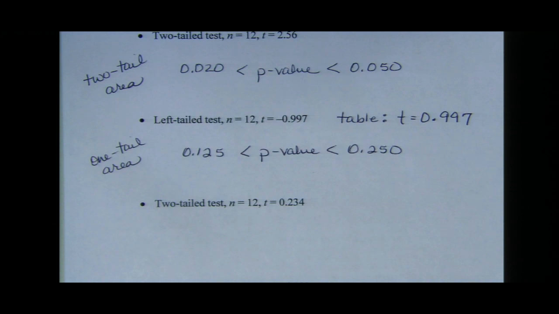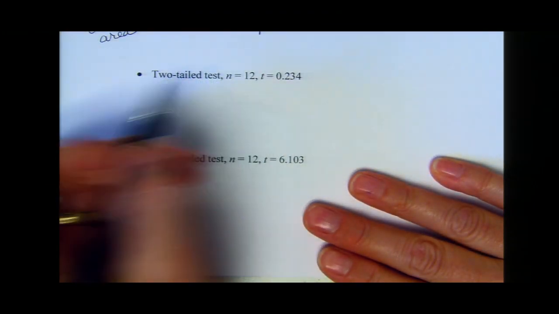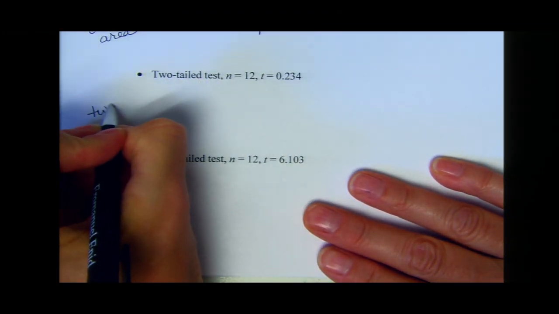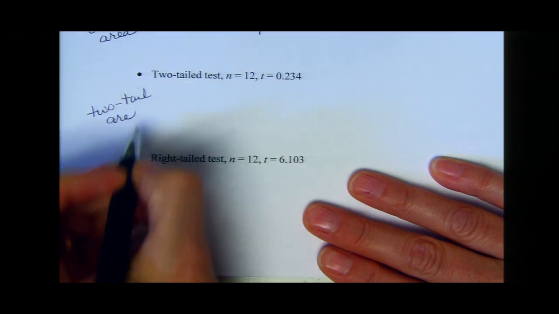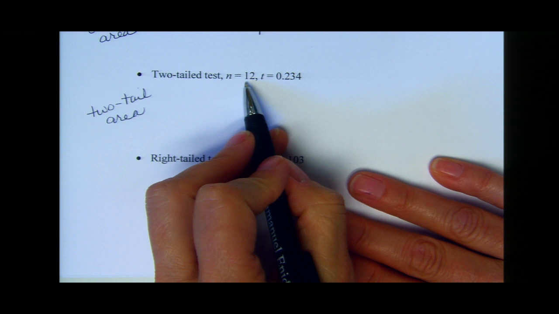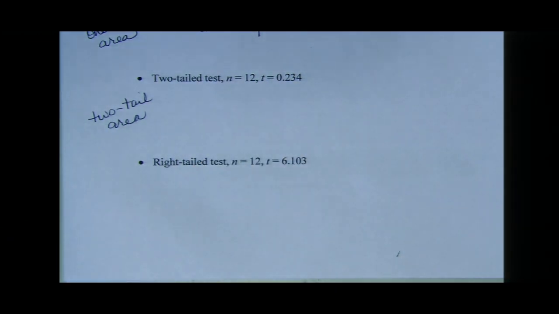All right, we're going to look at two other scenarios that can occur. We go back to the two-tailed test, so I know I have two-tail area. My DF is still 11, and now I'm looking for 0.234.